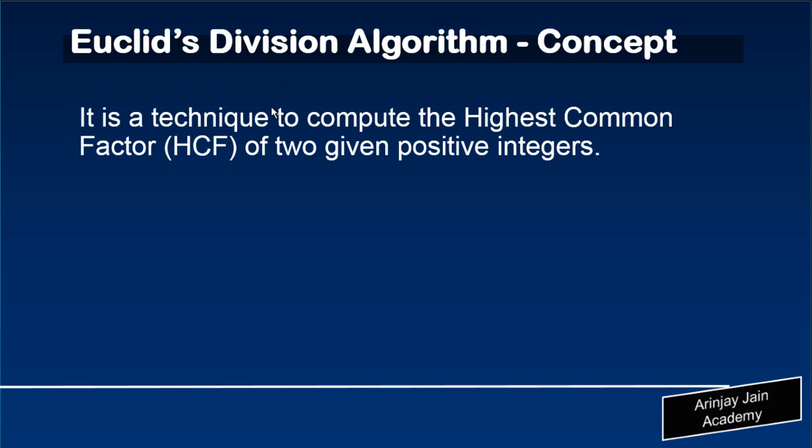Euclid's division algorithm concept. In this video, I'm going to explain the concept of Euclid's division algorithm. It is a technique, or you can also call it a method, to compute or calculate the highest common factor of two given positive integers. So what does this mean? This basically means you can calculate the highest common factor of two positive integers by using this particular algorithm. And it's particularly helpful where the numbers are large.